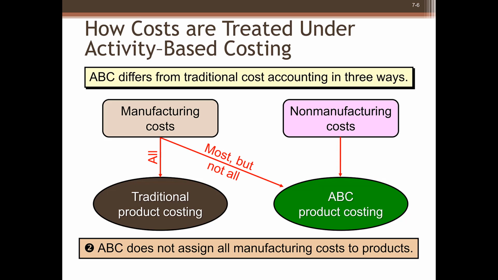Second, in the traditional costing system, all manufacturing costs will be assigned to product costs. But ABC does not assign all manufacturing costs to products. Two types of manufacturing costs are excluded from products: organization sustaining costs and the cost of unused or idle capacity.